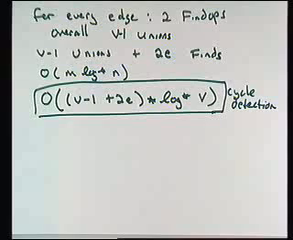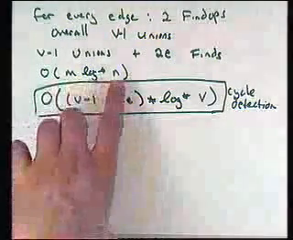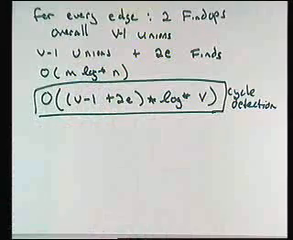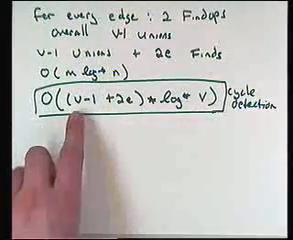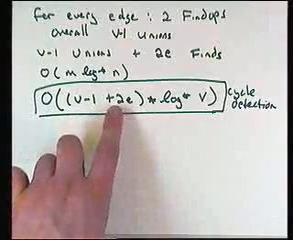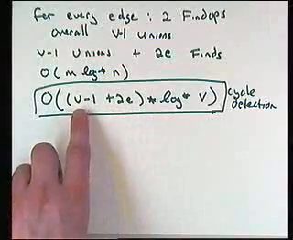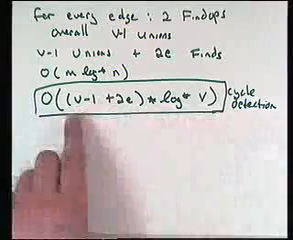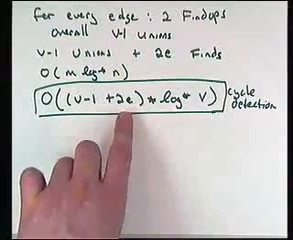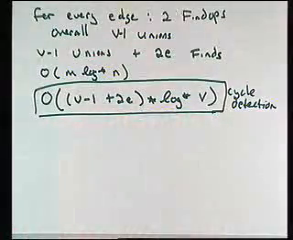Our disjoint set result had been that for all disjoint sets, if you do a bunch of unions and finds, the total cost is m times log star n, where m is the number of operations and n is the number of elements. We have V elements, we have that many unions and finds. 2 finds for every edge, V minus 1 unions total, and so the total cycle detection time will be V minus 1 plus 2E quantity times log star V.